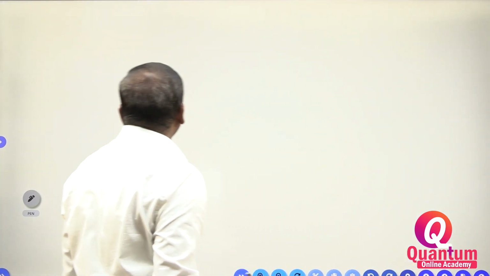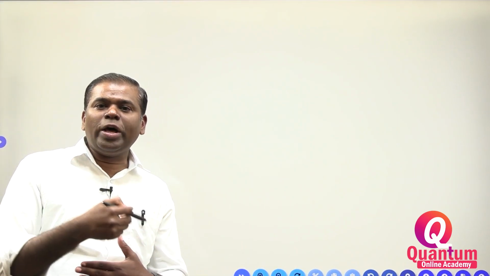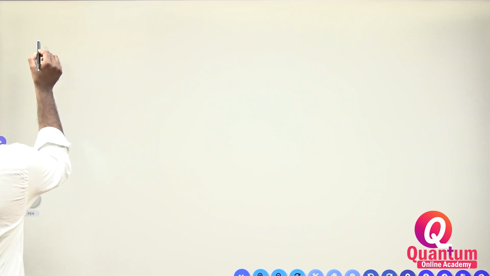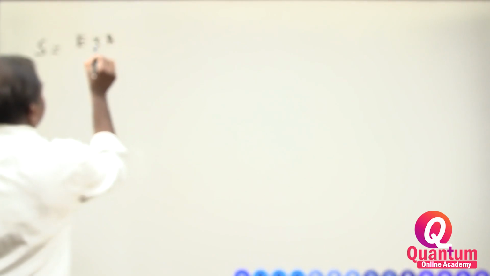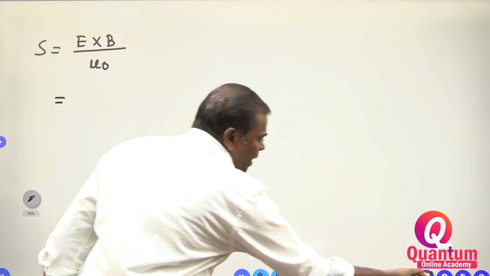First you have to calculate the Poynting vector, then you have to take the average of the Poynting vector. First, S is equal to E cross B divided by mu naught. What is the E value? You already know the E value.